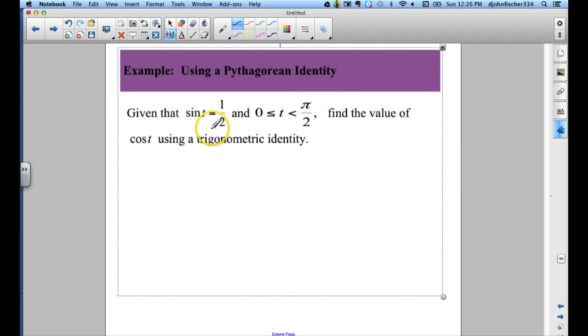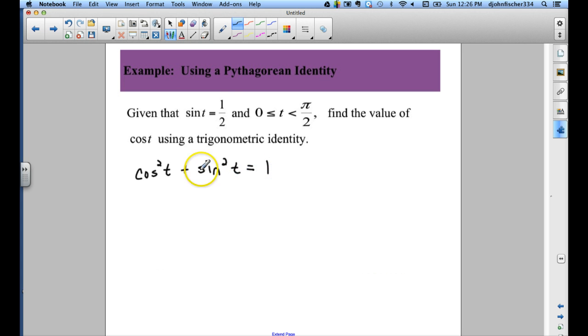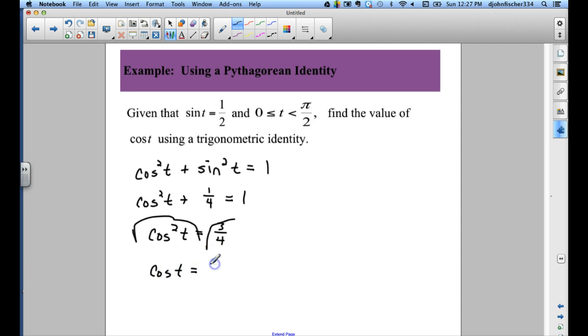Okay, well it says, given that the sine of t is 1/2 and t is between 0 and pi over 2, or 0 and 90 degrees, find the value of cosine of t using a trigonometric identity. Well, what we know is that cosine squared t plus sine squared t equals 1. Now if we go in here, we get cosine squared t plus 1/4 equals 1. Subtract. We're going to get 3/4. Take the square root. That's a terrible square root. We're going to get cosine t is equal to plus or minus the square root of 3 over 2.